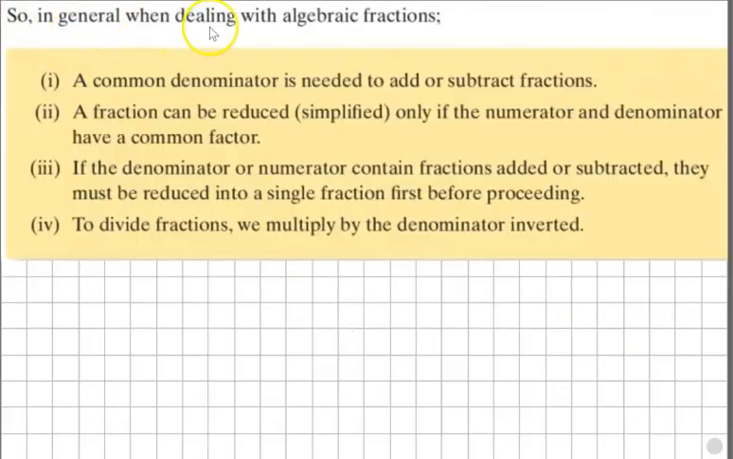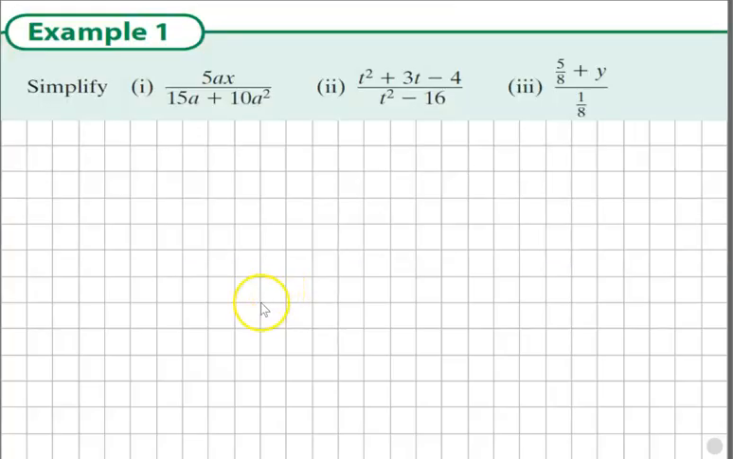So in general, when dealing with algebraic fractions, a common denominator is needed to add or subtract fractions. A fraction can be reduced or simplified only if the numerator and denominator have a common factor. If the denominator or numerator contain fractions added or subtracted, they must be reduced into a single fraction first before proceeding. And to divide fractions, we multiply by the reciprocal. So let's have a look at some examples.